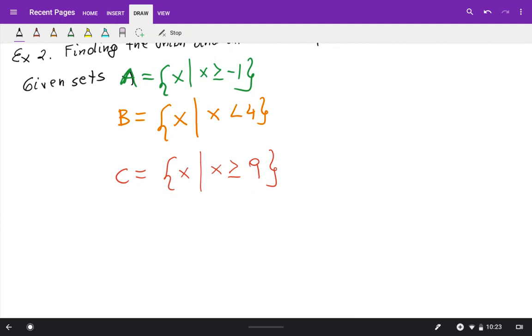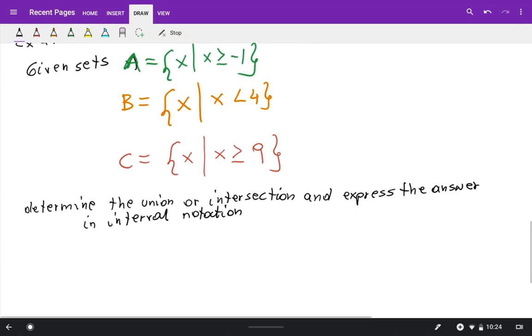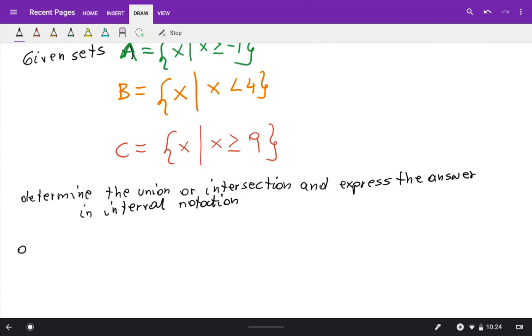What we need to do is determine the union or intersection and express the answer in interval notation. Interval notation, again, is when you use parentheses or brackets. Brackets are used only when you have an inequality with an equal sign. Okay, so we're going to do a couple of examples. Example A. What we need to do is find the intersection, A intersect with B. Again, this is intersection.